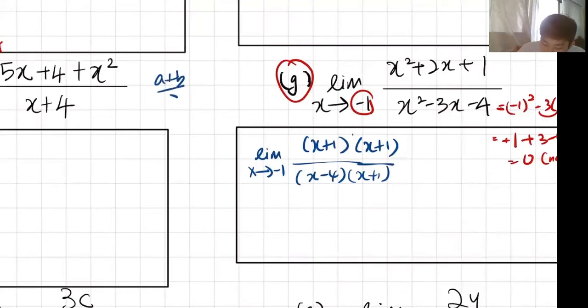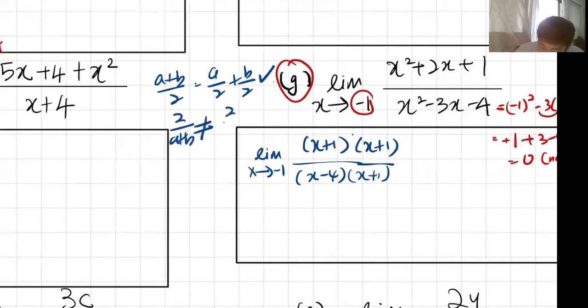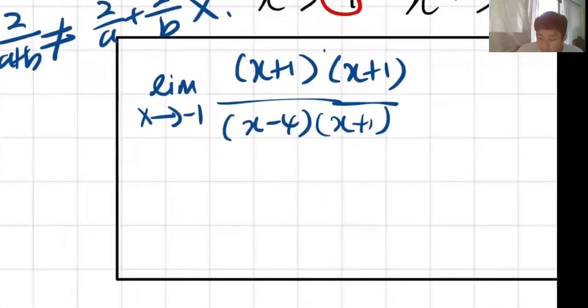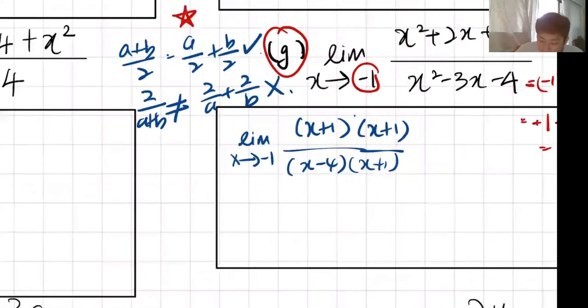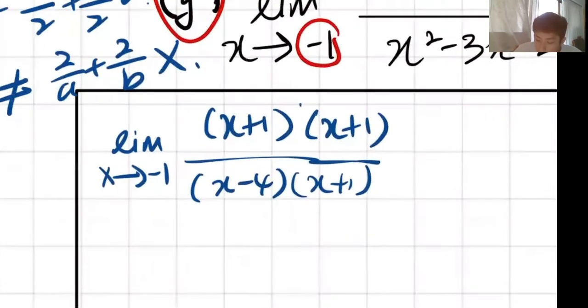A plus B over 2 is equal to A over 2 plus B over 2. This one is correct. But 2 over A plus B is not equal to 2 over A plus 2 over B. This is wrong. You apply this rule when you have plus or minus. But this one is all multiply and divide.